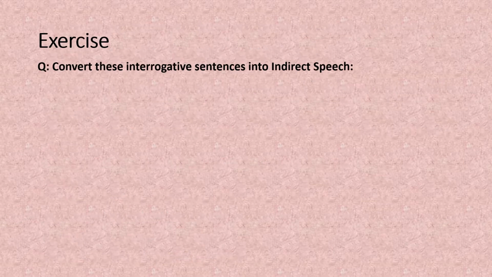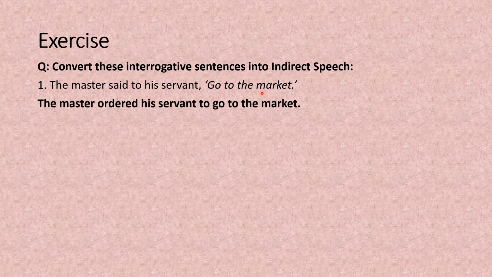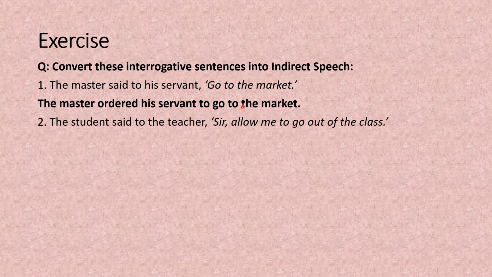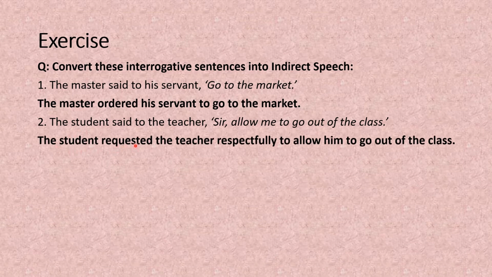Let's do some exercise. This is the first sentence. The master said to his servant, go to the market. You say, the master ordered his servant to go to the market. Number 2, the student said to the teacher, sir, allow me to go out of the class. You say, the student requested the teacher respectfully to allow him to go out of the class. Me has been changed into him according to the rule.